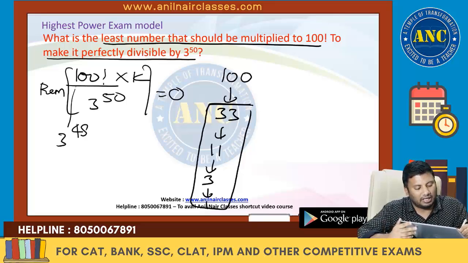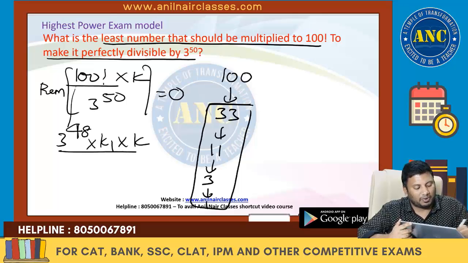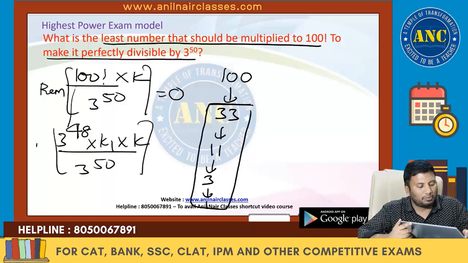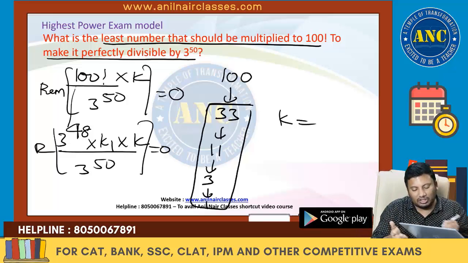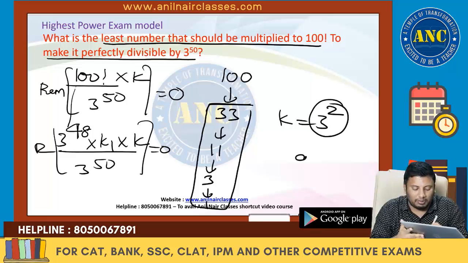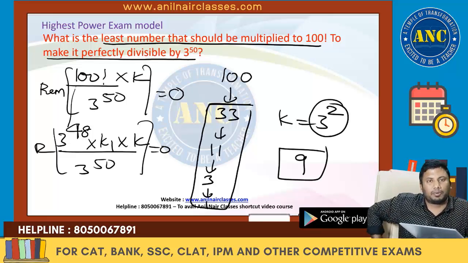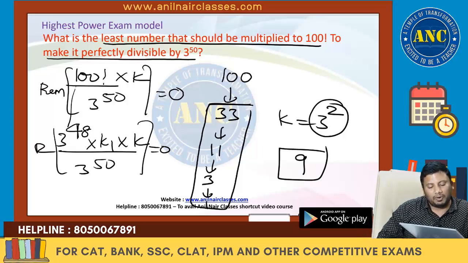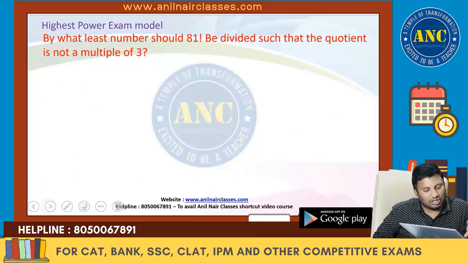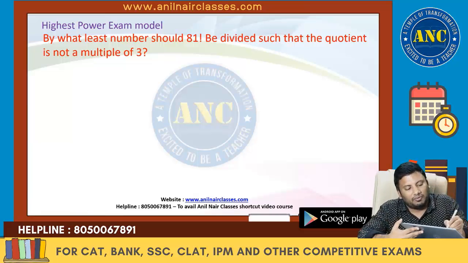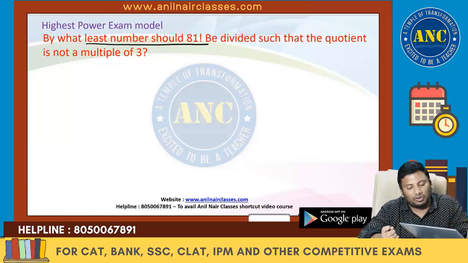So 3 power 48 into some other prime numbers must be divisible by 3 power 50. How much should the k value be? 3 power 48 is already there. To get 3 power 50, an extra 3 square should be present. 100 factorial is 3 power 48 into k1, where k1 is other prime numbers, into k, divided by 3 power 50. What should this number be? 3 square. Easy question, already we discussed this in the class. By which least number should 81 factorial be divided?